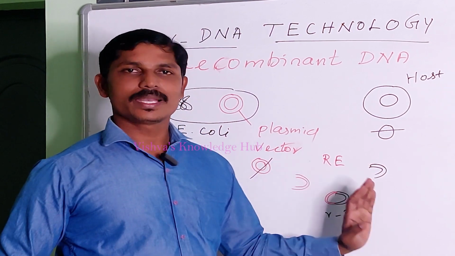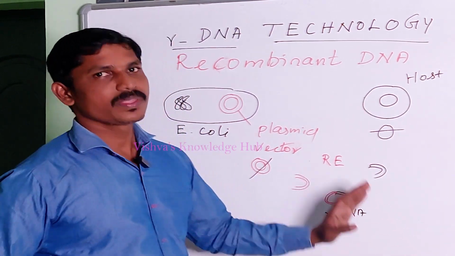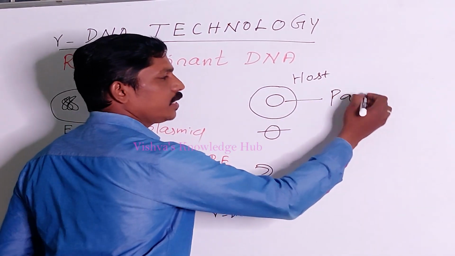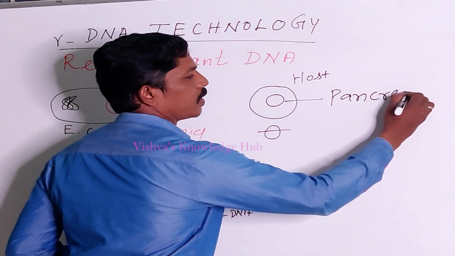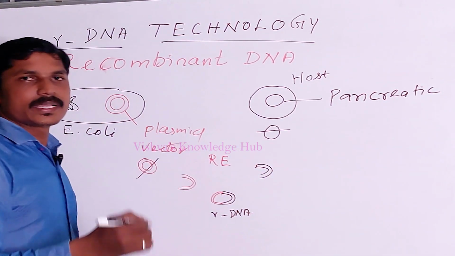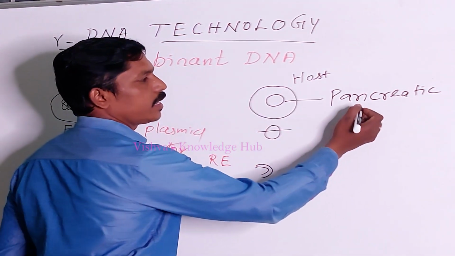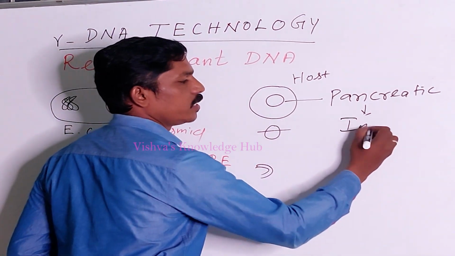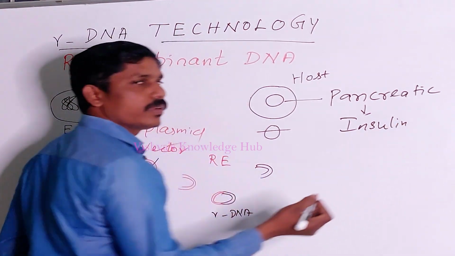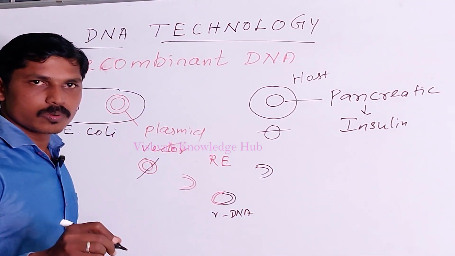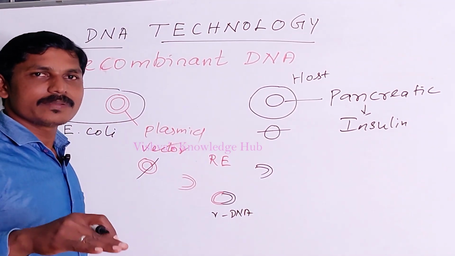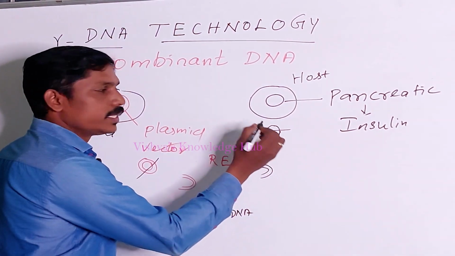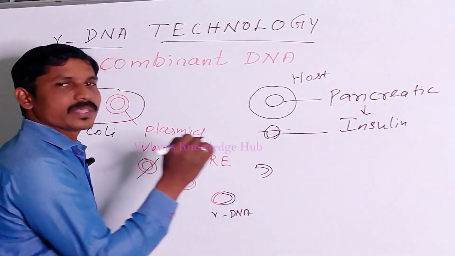Okay, so only through rDNA technology. How is it done? For example, this is a pancreatic cell of a human being. What is the role of the pancreatic cell? The pancreatic cell secretes insulin in the pancreatic juice. We know very well what is insulin. It is a hormone to control the blood glucose level. So we select one DNA, this DNA, to produce the insulin.